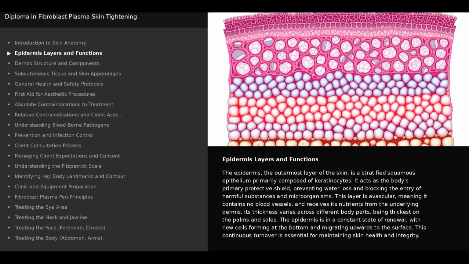Epidermis layers and functions. The epidermis, the outermost layer of the skin, is a stratified squamous epithelium, primarily composed of keratinocytes. It acts as the body's primary protective shield, preventing water loss and blocking the entry of harmful substances and microorganisms. This layer is avascular, meaning it contains no blood vessels and receives its nutrients from the underlying dermis. Its thickness varies across different body parts, being thickest on the palms and soles. The epidermis is in a constant state of renewal, with new cells forming at the bottom and migrating upwards to the surface. This continuous turnover is essential for maintaining skin health and integrity.